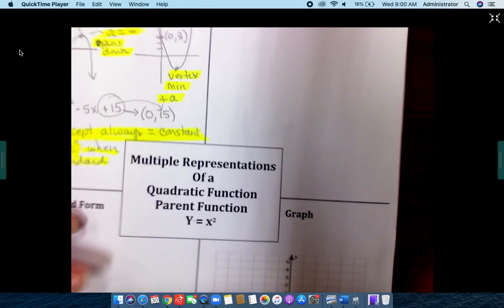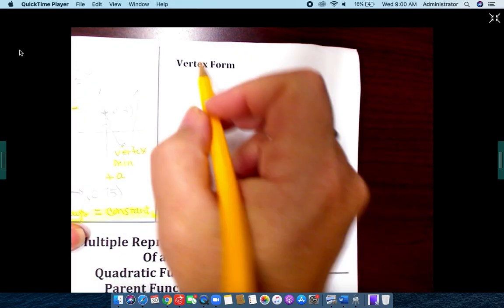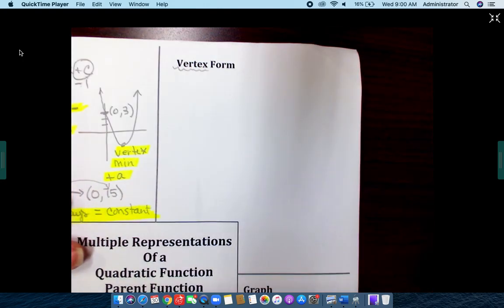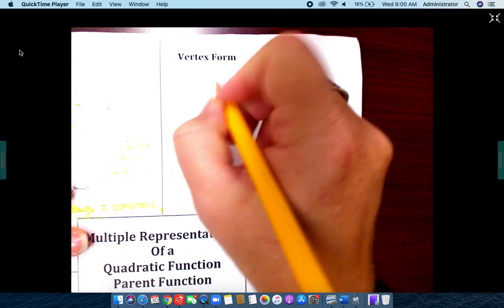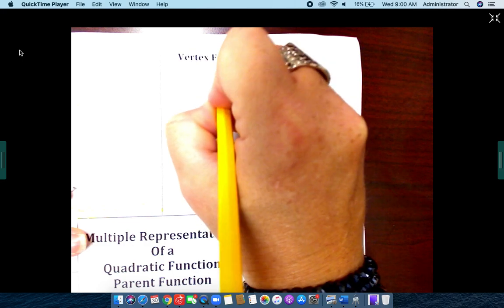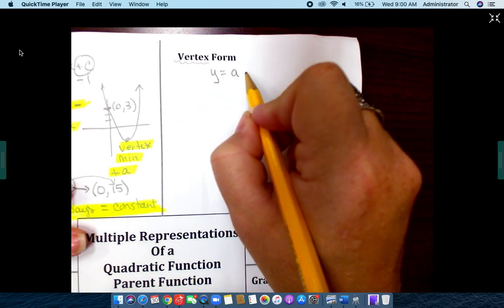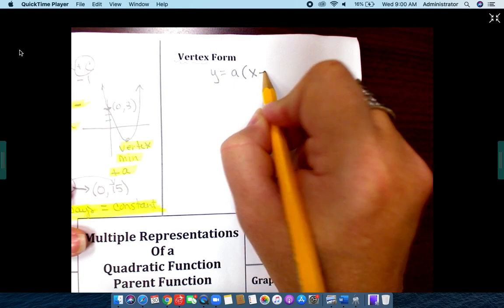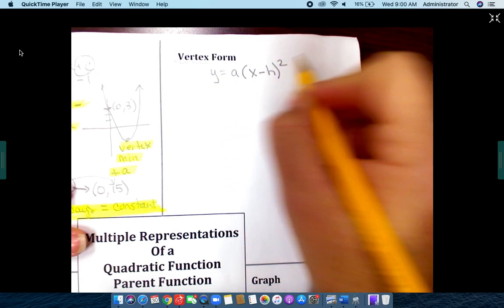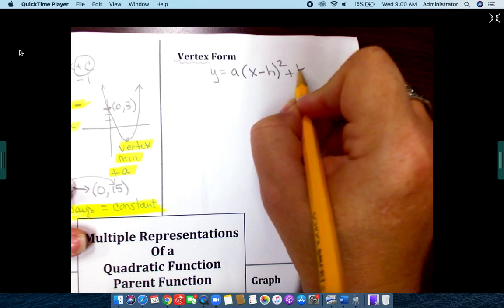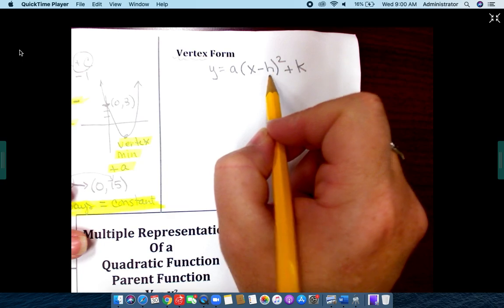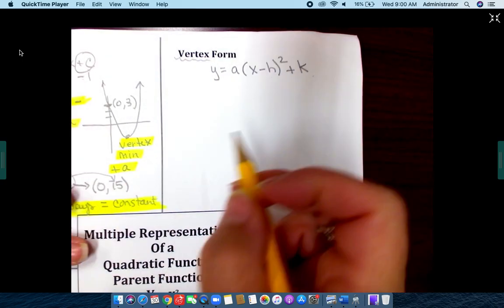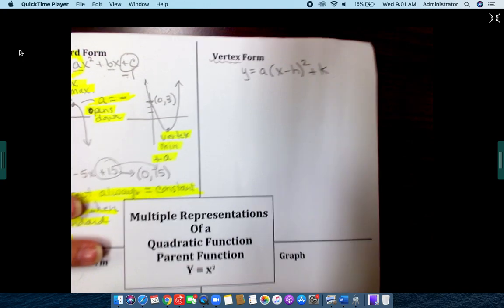So let's go ahead and talk about this important vertex form. As you can imagine, the fact that it says vertex form should mean that the key feature will be that the vertex is easily identifiable. Vertex form is y equals a times the quantity x minus h squared plus k. And I know that seems weird because we have h and k. We haven't talked about h and k. But let's talk about things we already know.